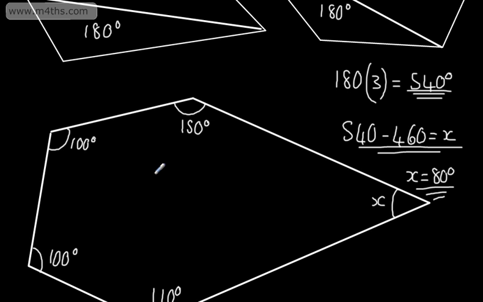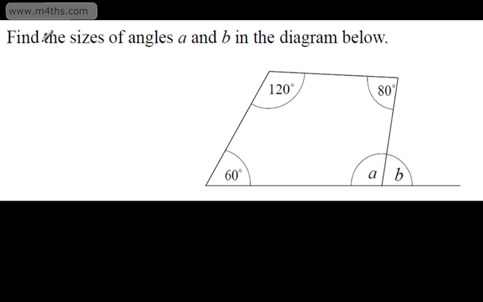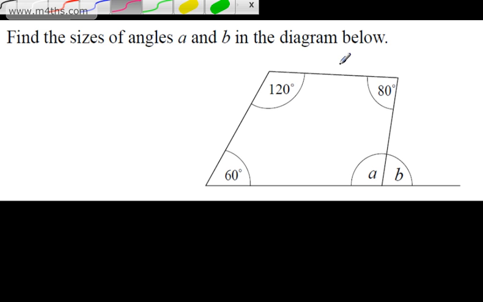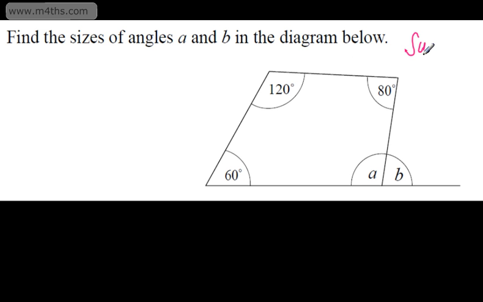With regular shapes, the angles will be the same. So let's look at one more question. We're asked to find the sizes of angles A and B in the diagram below. So we've got a 4-sided shape, a quadrilateral. We know that the interior angles must sum to give 360 degrees. So we can say on here, sum is going to be 360 degrees. So that is what I'm going to write.